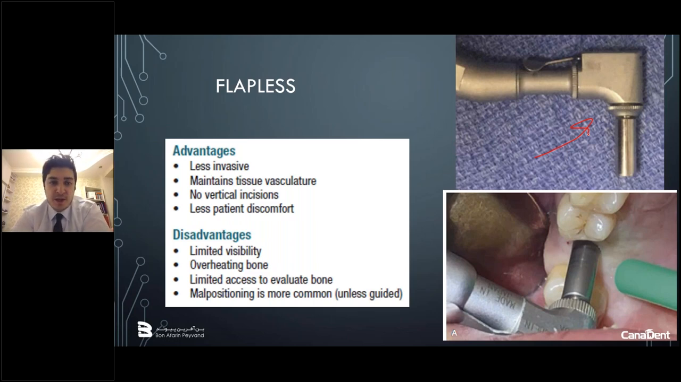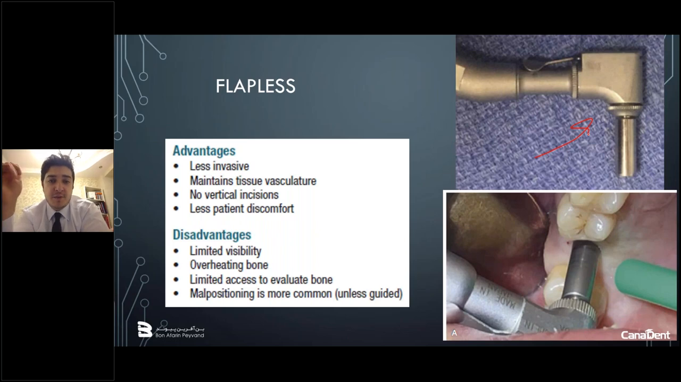There are some advantages and some disadvantages to this type of surgery. The advantage is obviously it's less invasive. It maintains the tissue vasculature because you will not reflect the periosteal membrane. There will be no vertical incisions and patient discomfort would be very less.